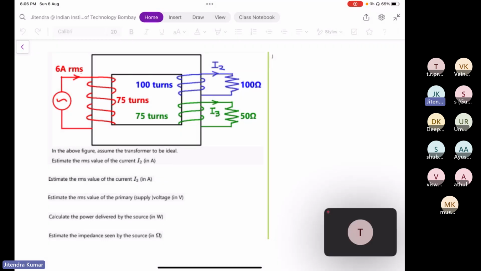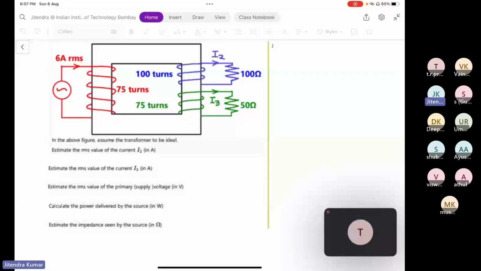So this is the problem. I hope you are able to see this, and let's try to solve the problem. From the primary side, we have a voltage source and current source. So some MMF must be created from the primary side, and that would cater to the load side. Is it fine? And for that purpose, we need to find out the value of I2 here.